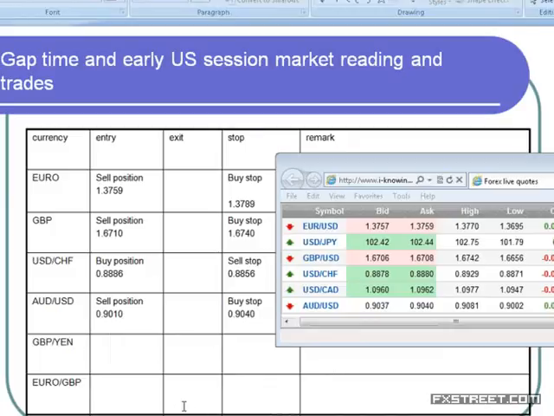Then charge. GBP is below the initial low at 14:30. Can we take a buy? No, it is near the initial low, and if they don't breach the initial low till 14:30 GMT, 14:30 is the start of the US session.